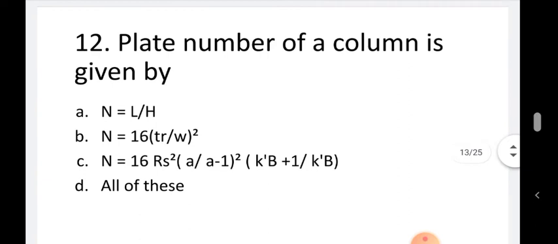Plate number of a column is given by n is equal to L by H, n is equal to 16 Tr square by W square, n is equal to 16 Rs square into alpha divided by alpha minus 1 whole square, K dash b plus 1 upon K dash b, all of these. The answer is all of these because all the three equations can give you the plate number.